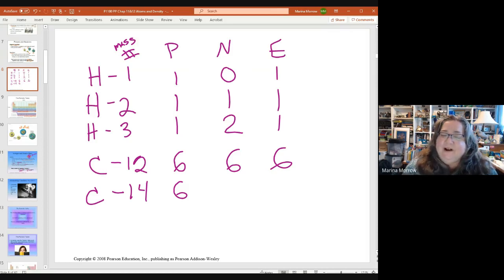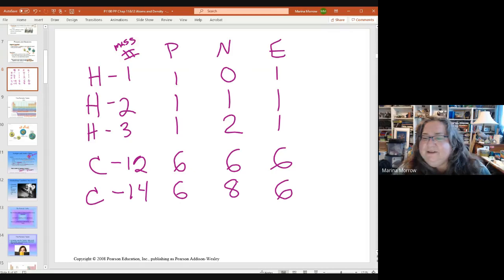So anyway, what is carbon-14? Well, 14 is its mass number. If I subtract away the 6 protons, that leaves 8 neutrons, right? But it still has 6 electrons. And there is actually a carbon-13 also, which would have 6 protons, 7 neutrons, and 6 electrons.